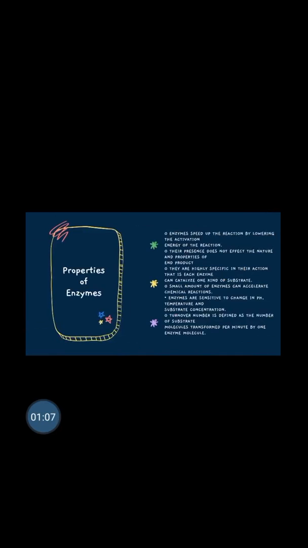First, enzymes speed up the reaction by lowering the activation energy of the reaction. Second, their presence does not affect the nature and properties of the product. Third, they are highly specific in their action, that is, each enzyme can catalyze one kind of substrate. Fourth, a small amount of enzyme can accelerate chemical reactions.